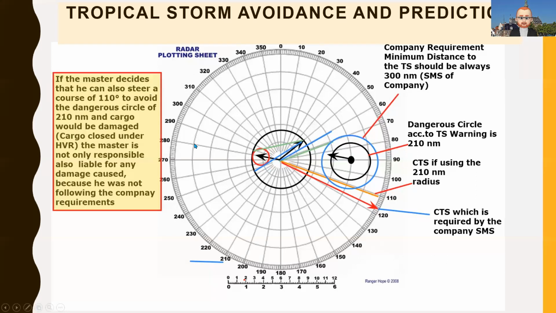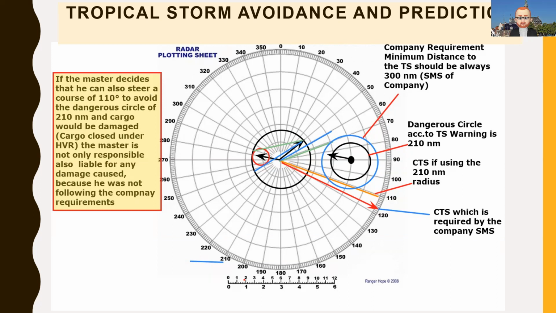If now the master decides that he can also steer 110 degrees and the 200 nautical miles might be sufficient for him, and there would be any damages to the cargo, and let's say the cargo is covered under the Hague-Visby rules, the master is not only responsible and liable for the damages caused, because he was not following the company requirements. And actually, this is a very important one.